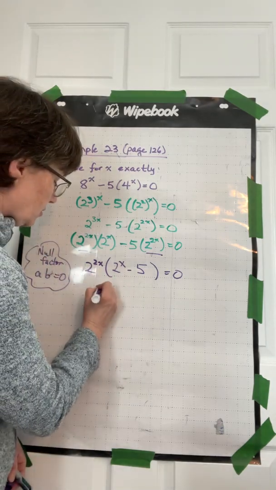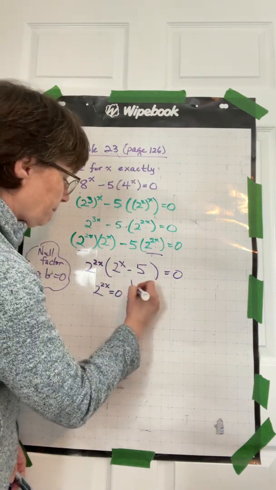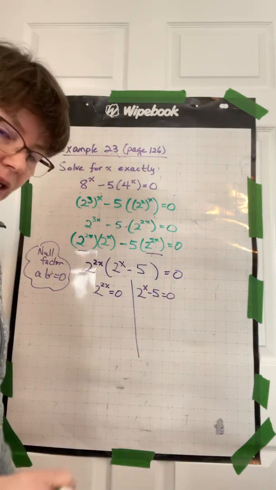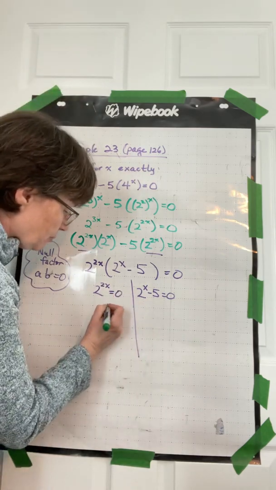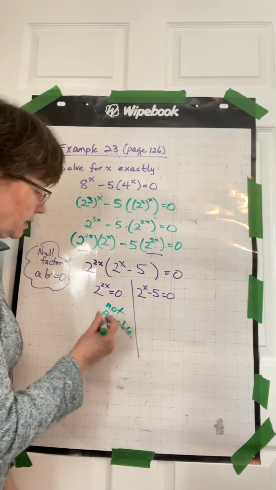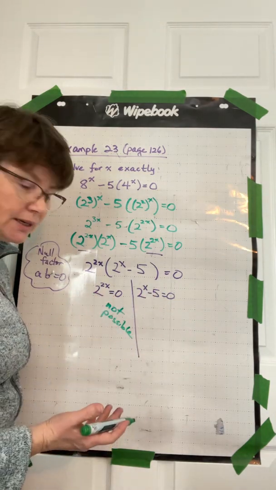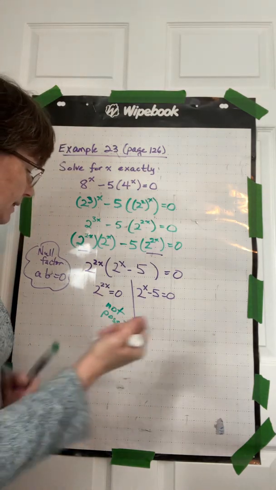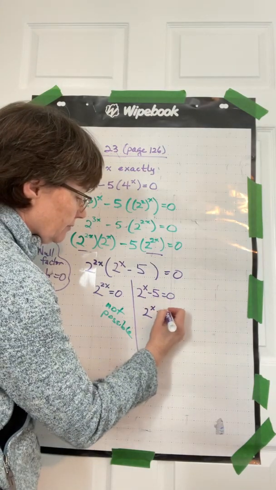So here we have 2^(2x) has to be 0, or 2^x − 5 has to be 0. All right, we know from understanding exponents that this part here is not possible. There's no possible exponent we can put with the base of 2 that will give us 0 as an answer. Not possible. All right, so let's move to our other side and finish solving. So 2^x = 5.